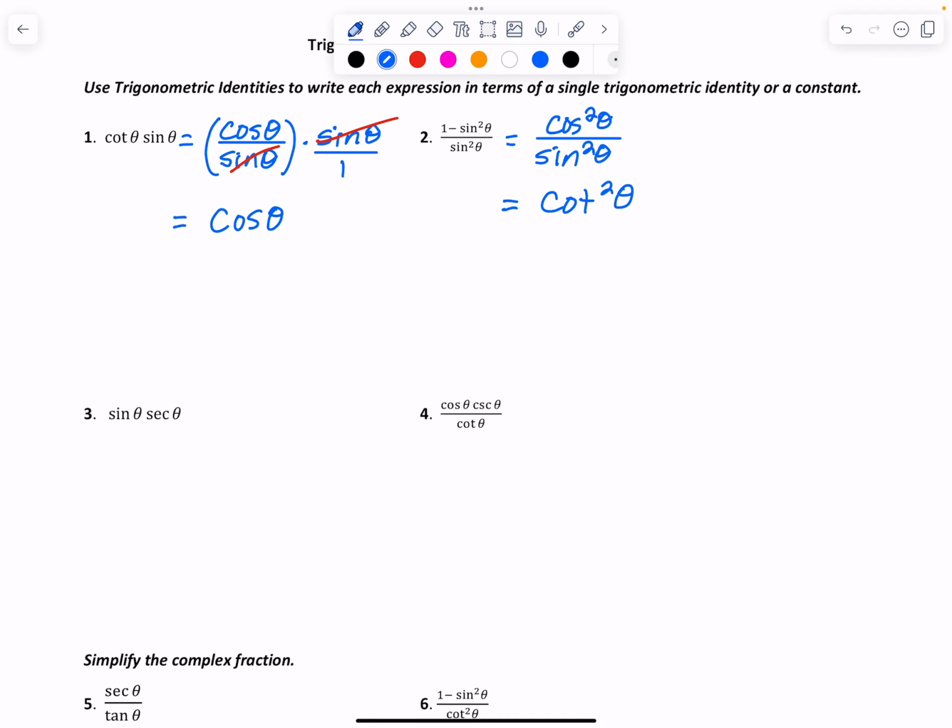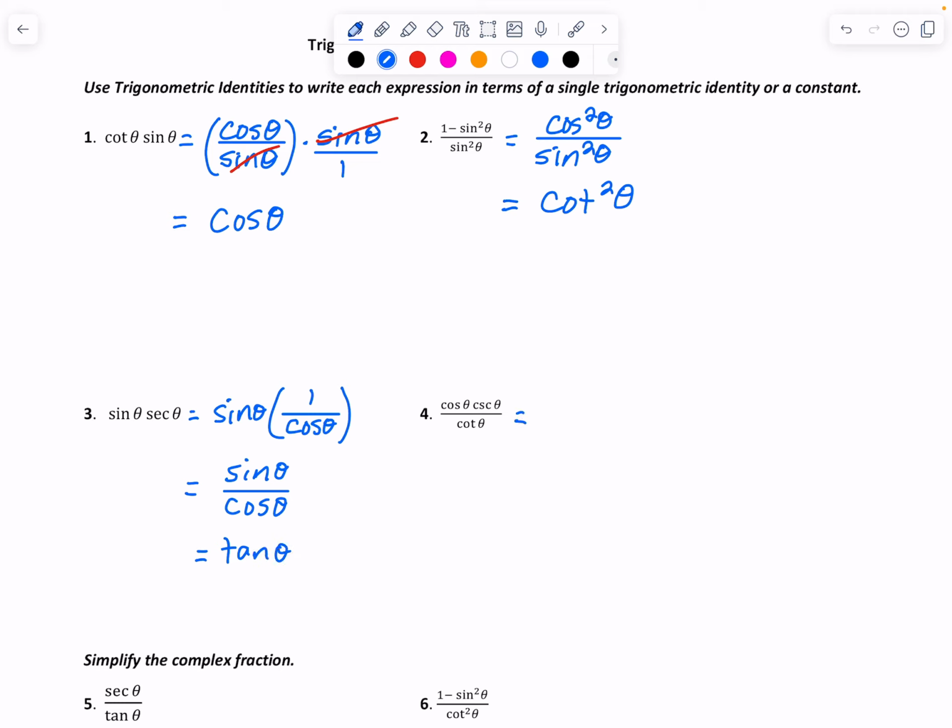Okay, sine secant theta. That first sine, I'm just going to leave it alone for a moment. Change this secant to 1 over cosine. And when I multiply those together, I get sine theta over cosine theta. And that would be tangent theta.